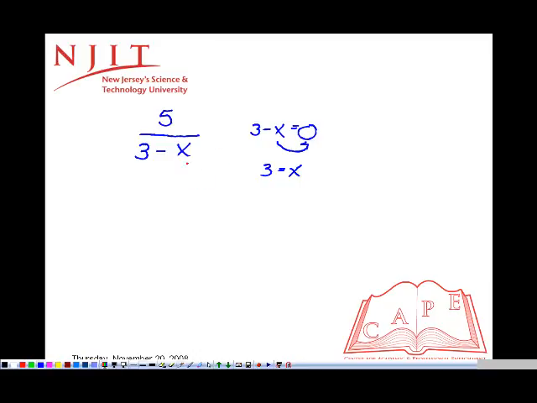What this means is that if you were to put 3 in, it would make the denominator 0, and then you wouldn't be able to divide this. So if we back check it, it works out, because we put in 5 divided by 3 minus 3, we get 5 over 0, and this is no good.